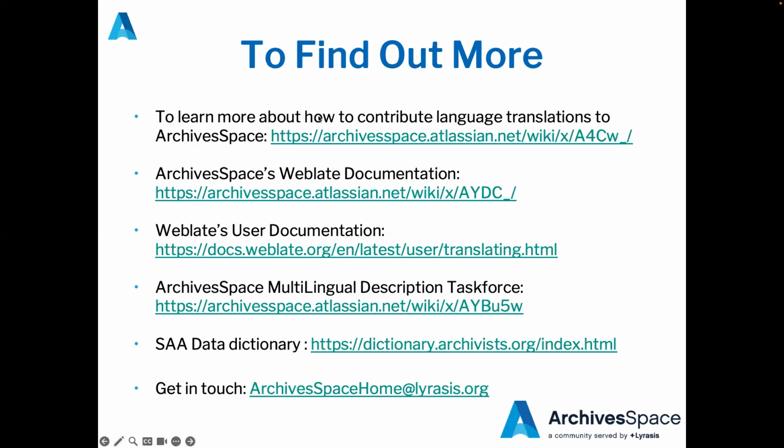Thanks, Christine. Renee, I see you have two questions. One is, how can I add a new language? You would like to translate ArchivesSpace to Dutch. If you're interested in adding a new language, you would just contact us at archivespacehome@lyrasis.org. Let us know that you are interested in providing a Dutch translation. We'll get those files added for you and get an account created for you in Weblate to use Weblate.